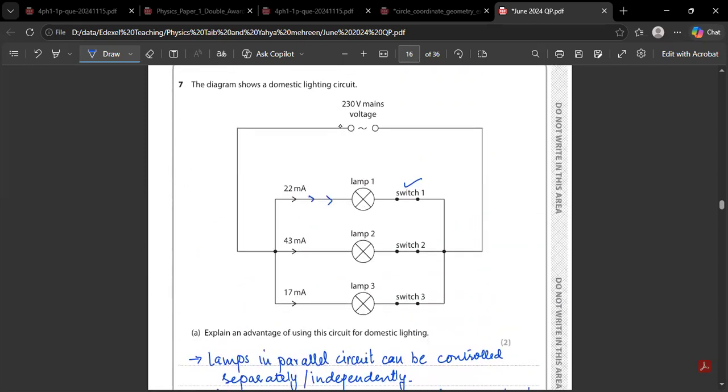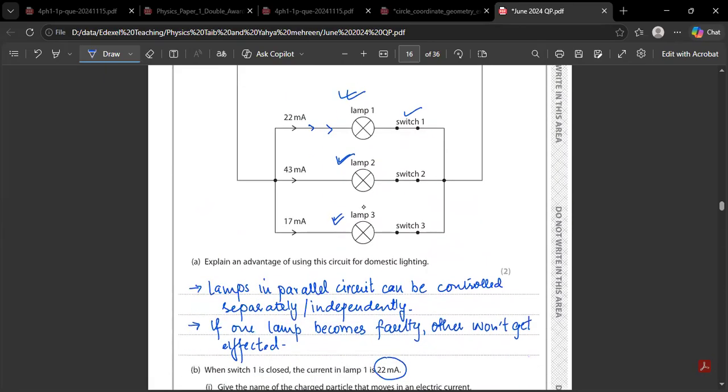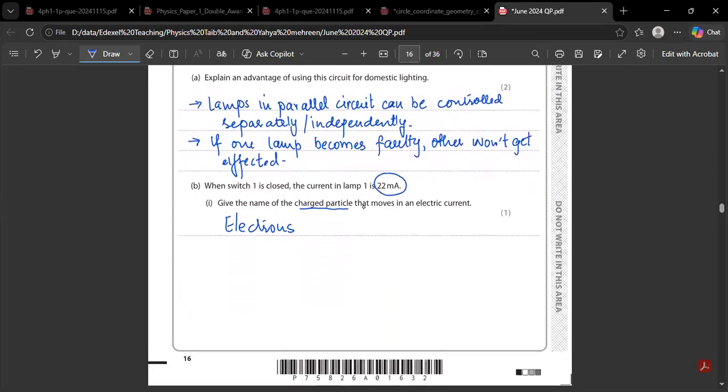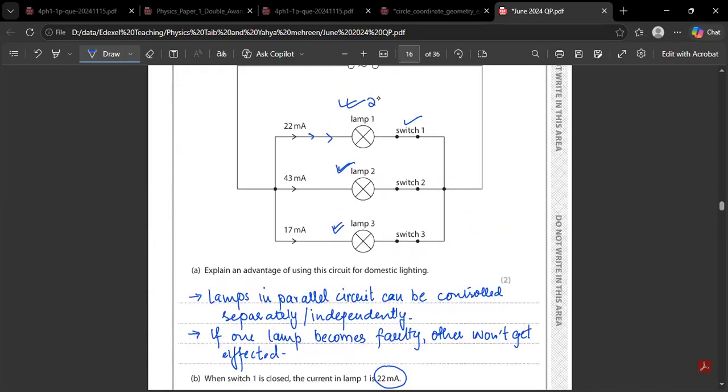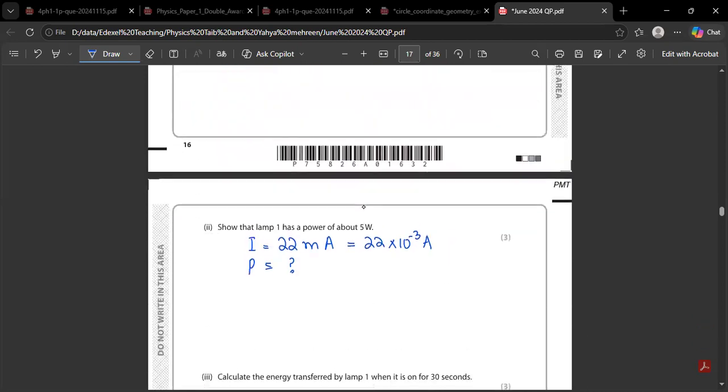Since it's a parallel circuit, the mains voltage will be the same across each lamp, because each lamp is directly connected to the main supply. So 230 volts will be there on lamp 1 as well. So we also know the voltage, 230 volts.